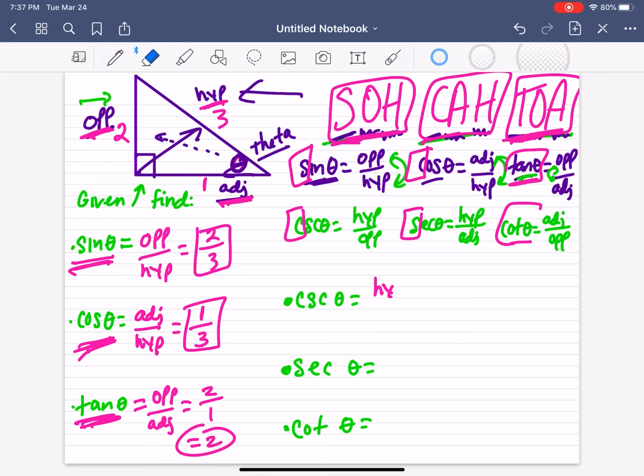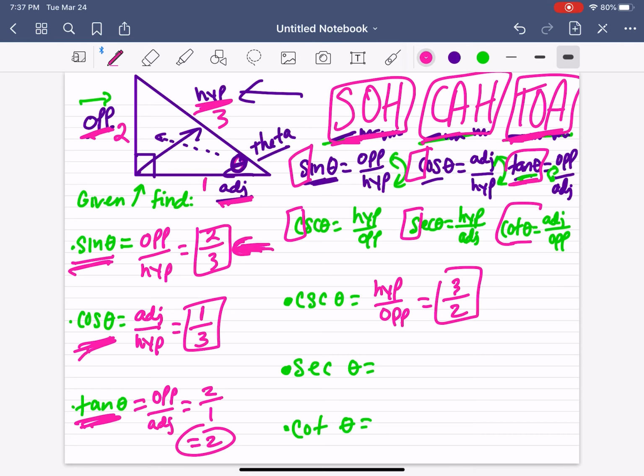That is not correct. The cosecant of theta is hypotenuse over opposite. Now looking back at the triangle, hypotenuse is 3 and the opposite is 2. So cosecant of theta is 3 over 2. And of course, it's the reciprocal of sine, as you can see.